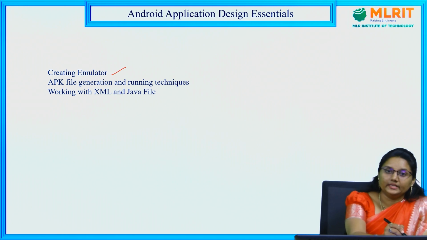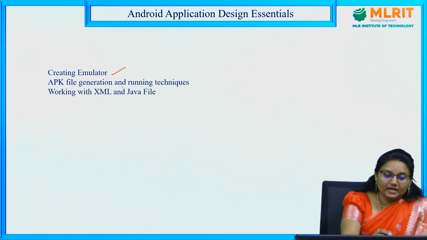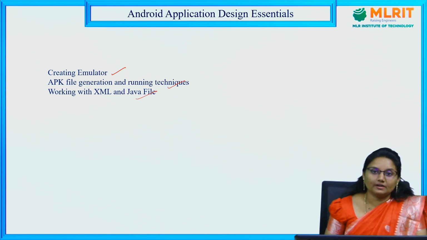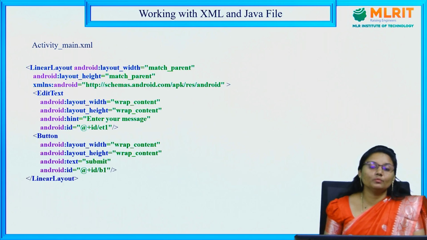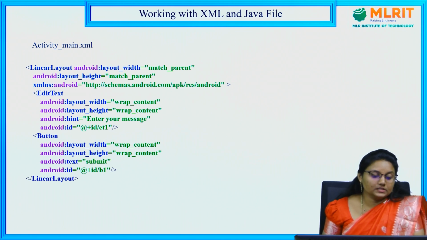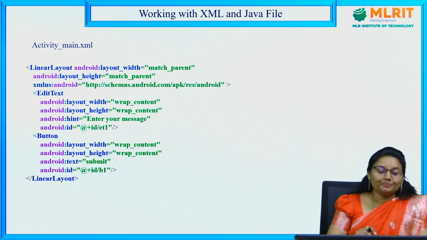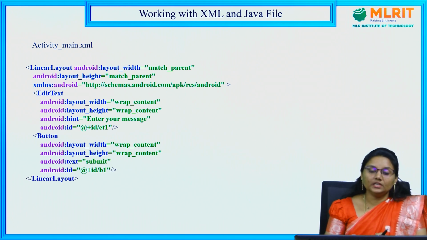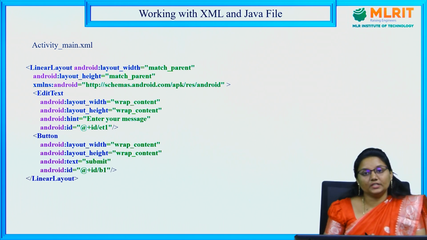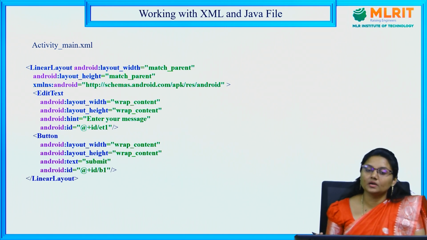So how to create an emulator we will discuss, and APK file generation and running techniques, then working with XML and Java files. This is an activity where we see how to work with your XML files and the Java files. I have taken an example of activity_main.xml. For every application, it will be activity_main 1, 2, like that. You can just number it to differentiate between the different XML files or different activities.